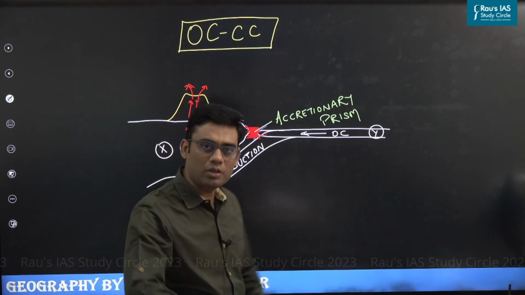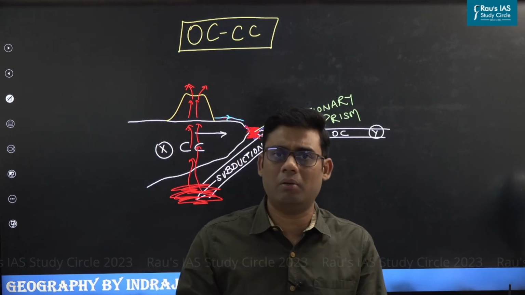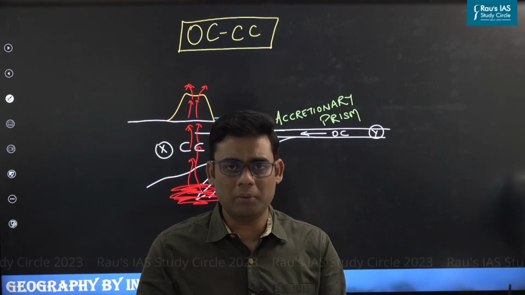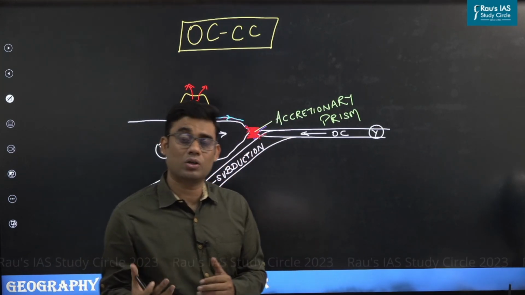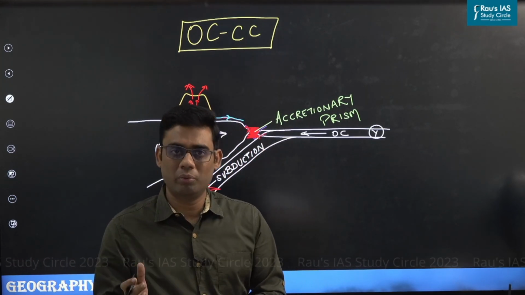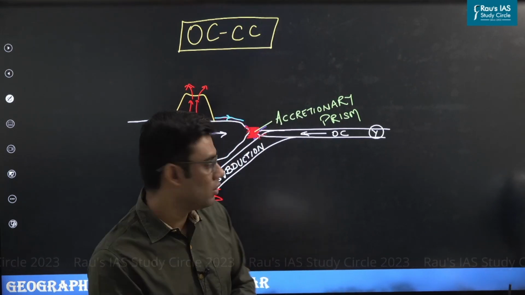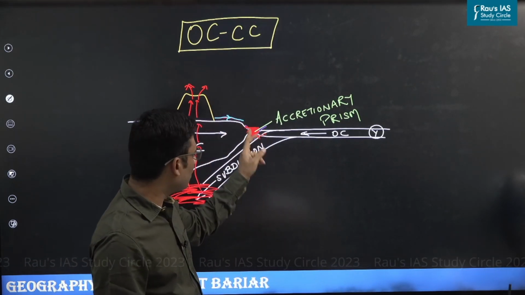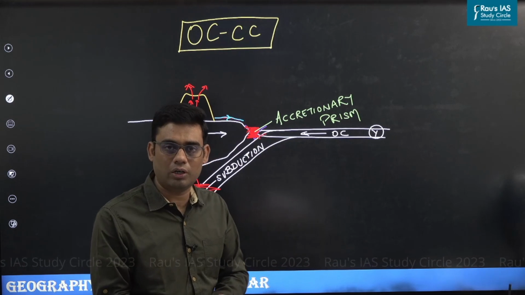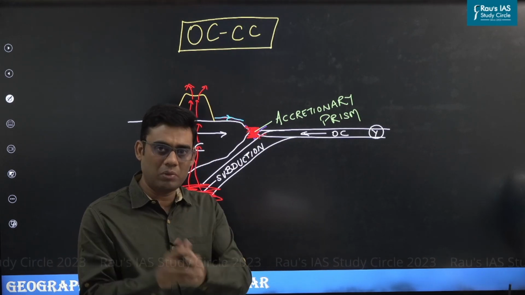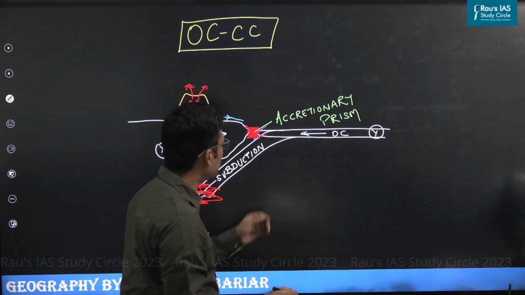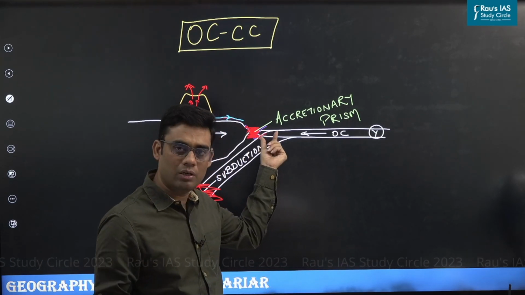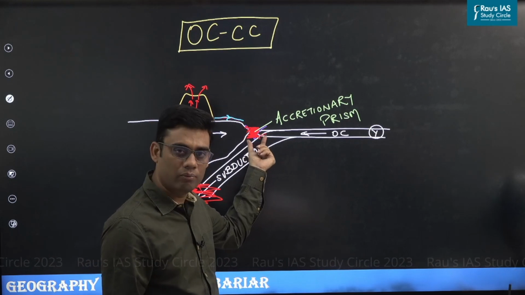Now this accretionary prism definitely would be a mix of different types of rocks. It would have basaltic rocks from oceanic crust, andesitic rocks from the continental crust, or granitic rocks from the continental crust. So this is a mix of what we are calling the accretionary prism. And now you can see that the whole of the trench is filled up with this material.